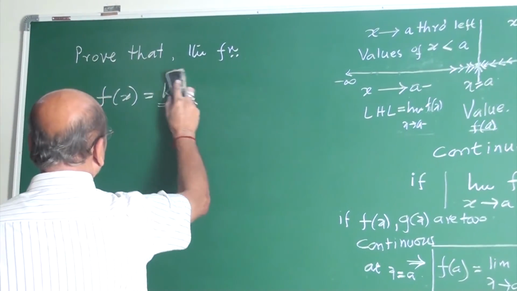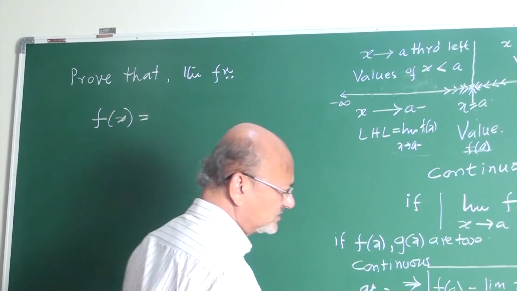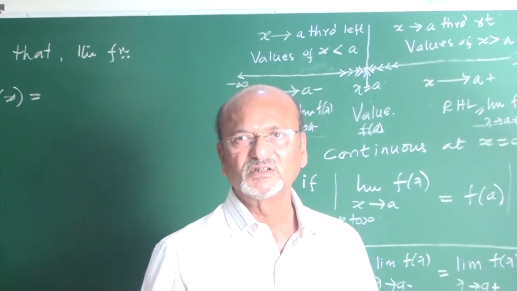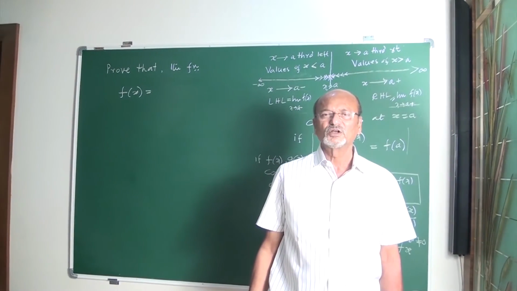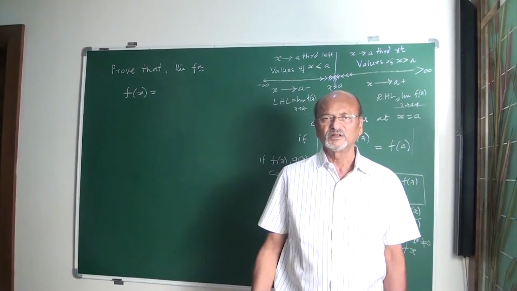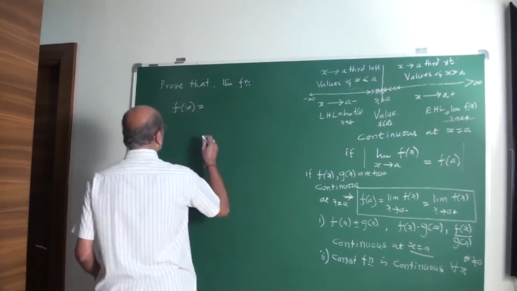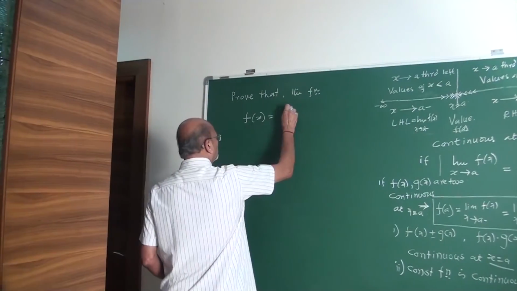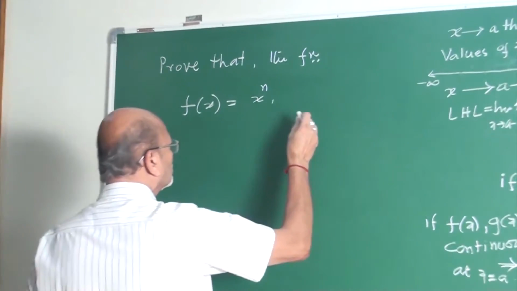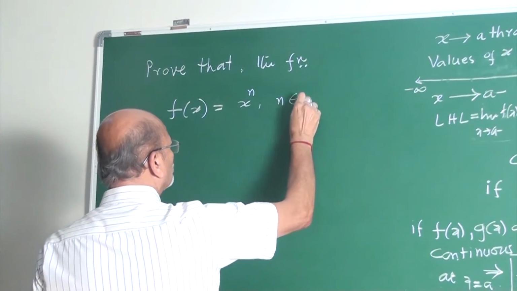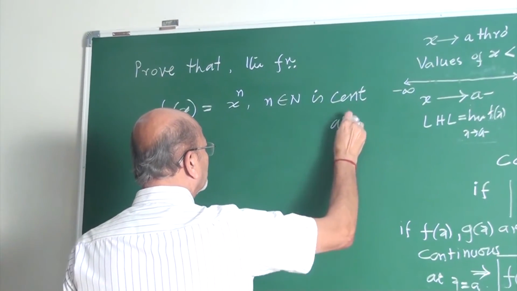Therefore, my friends, even a constant function is a continuous function. Just one useful property, we are going to use it. First I prove that the function x to the power n, where n is a natural number, n belongs to N, is continuous at x equal to a.